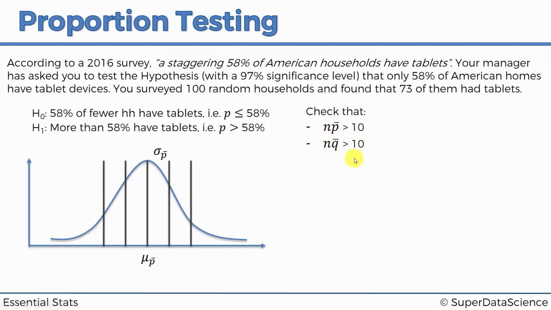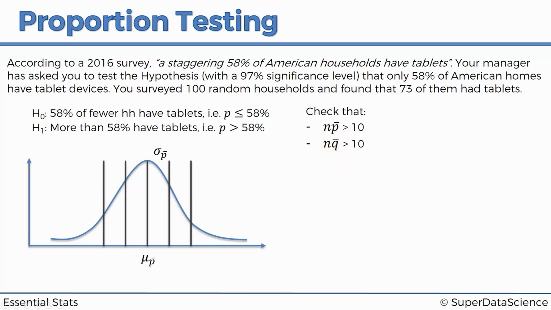And so both of these are saying just that in your sample, the number of observations that said yes and the number of observations that said no, they both have to be greater than 10. So in this case, it has to be more than 10 households which do have tablets and more than 10 households which don't have tablets. So that's an important condition that you always have to check before doing a proportion test.